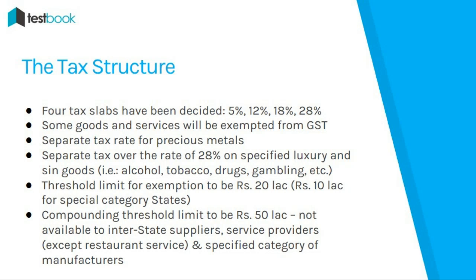Let us go through the tax structure. 4 tax slabs have been decided: 5%, 12%, 18%, 28%. Some goods and services will be exempted from GST. Separate tax rates for precious metals. Separate tax over the rate of 28% on specified luxury and sin goods, that is alcohol, tobacco, drugs, gambling, etc. Threshold limit for exemption to be Rs 20 lakh, Rs 10 lakh for special category states. Compounding threshold limit to be Rs 50 lakh, not available to interstate suppliers, service providers, except restaurant service, and specified category of manufacturers.